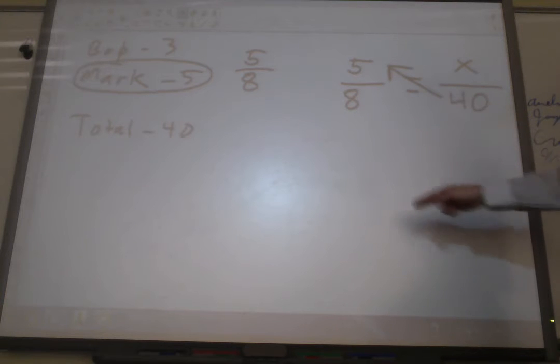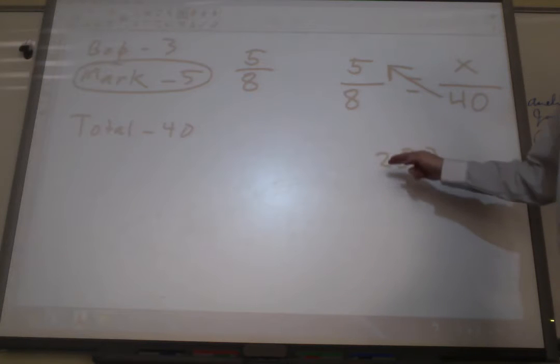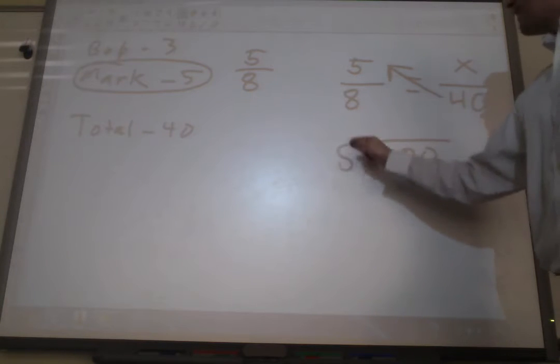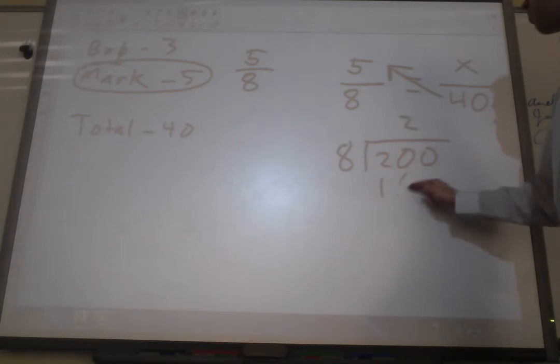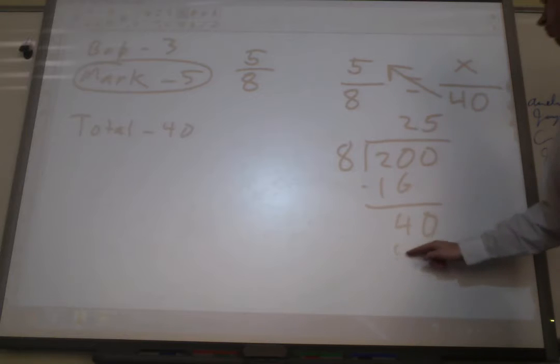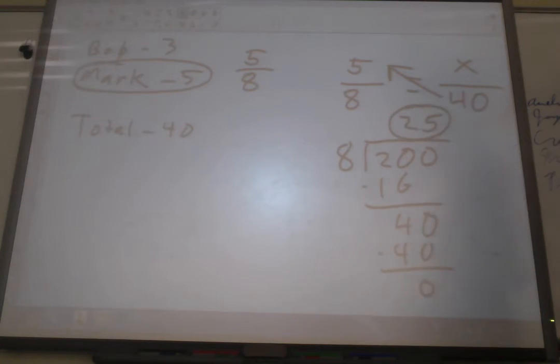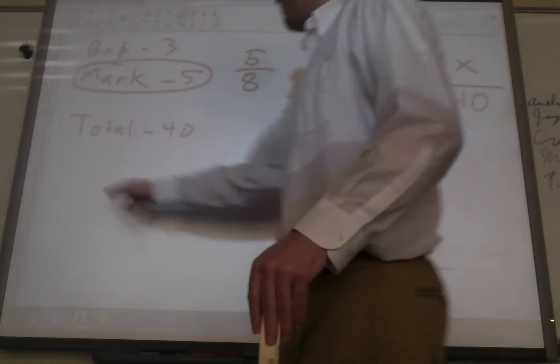40 times 5 is 200. And 200 divided by 8 is going to be 25. So total, out of every kid in the class, Mark got 25 votes. So there we go. We figured out how many votes Mark has. But the question asked us, how many votes did they both get total?